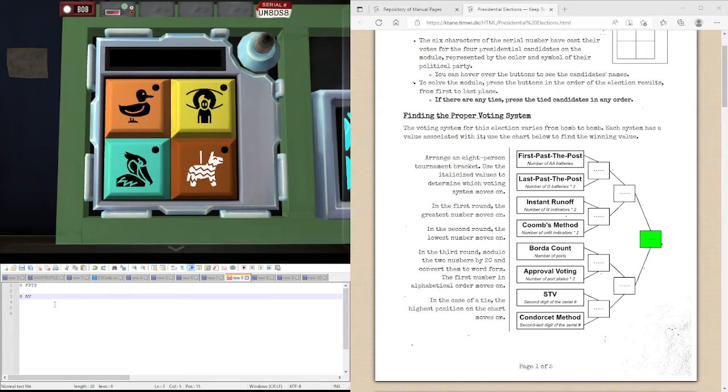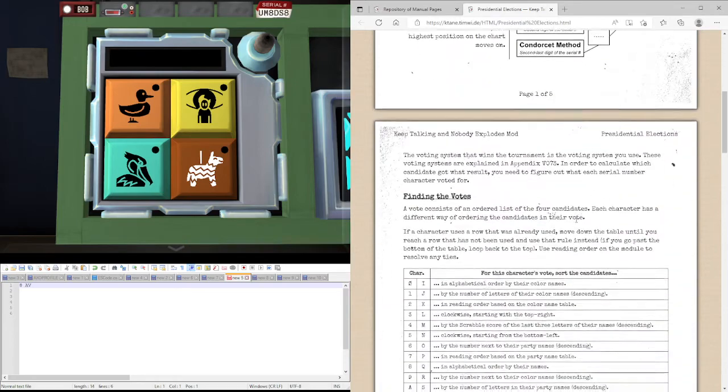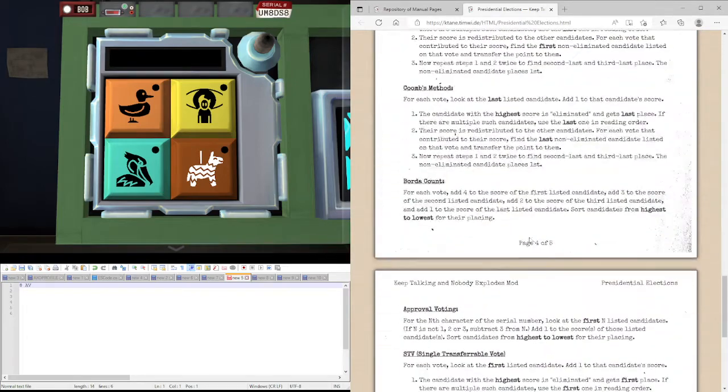And then we're going to take these numbers, write them out. On the third round, multiply the two numbers by 20, which we already have, and convert them into word form, so we have 0 and 8. The first number in alphabetical order moves on, so that's 8. So we're going to be using approval voting. So let's see what approval voting is.